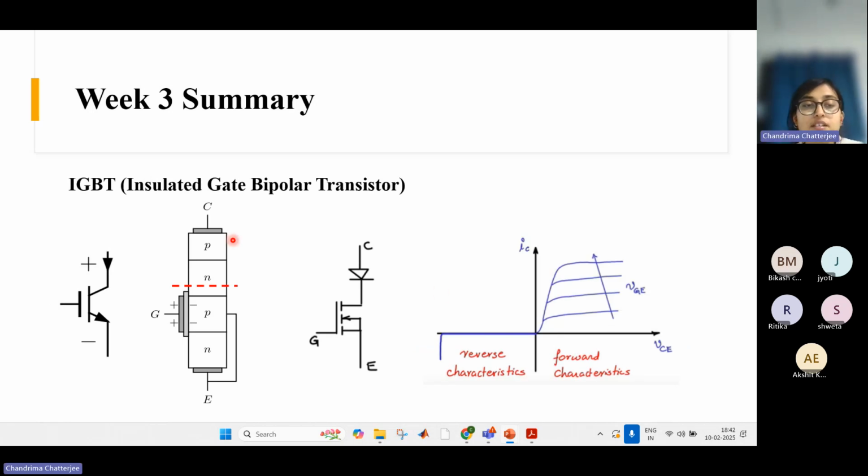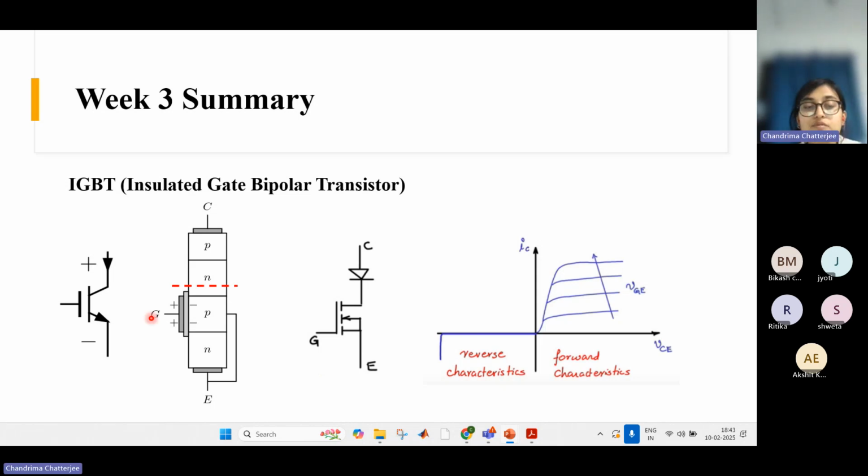Next we have the IGBT, insulated gate bipolar transistor. IGBT is another control device. So for IGBT also you will get three terminals. The top one is collector, the bottom one is emitter, and this one is gate. Okay. So here also the gate is insulated from these power terminals, and here you have a PN kind of stack.